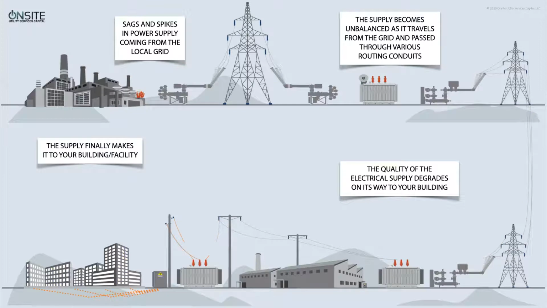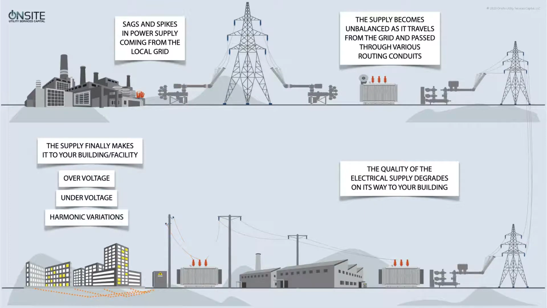When the power supply finally does make it to your building or facility, it's typically over or under the necessary voltage needed. It may also have some harmonics, which can cause the lines in your building to work harder to control the voltage. The problem grows worse when it hits your internal building grid, causing more problems, including creating even more power quality problems.